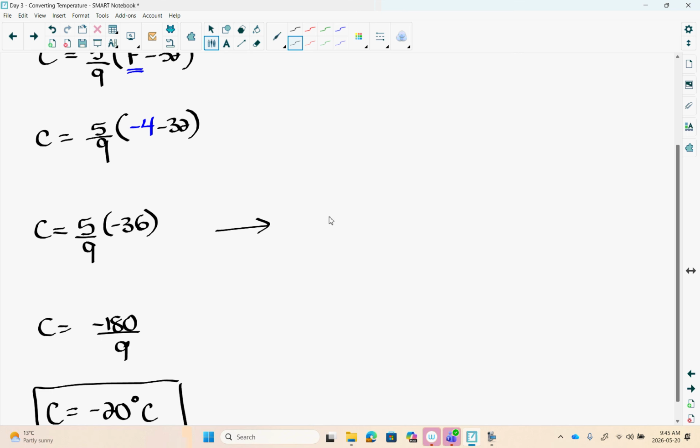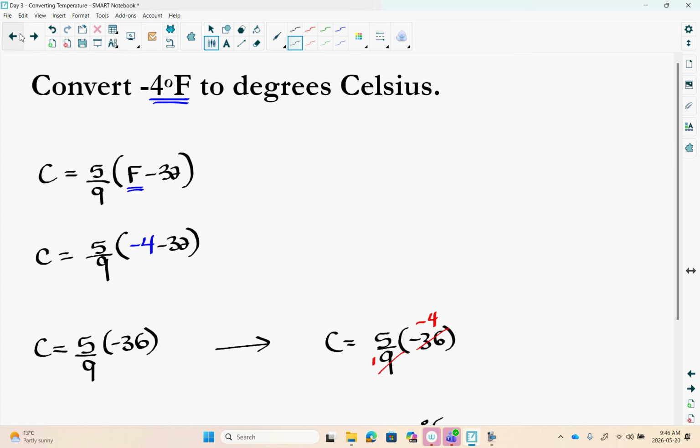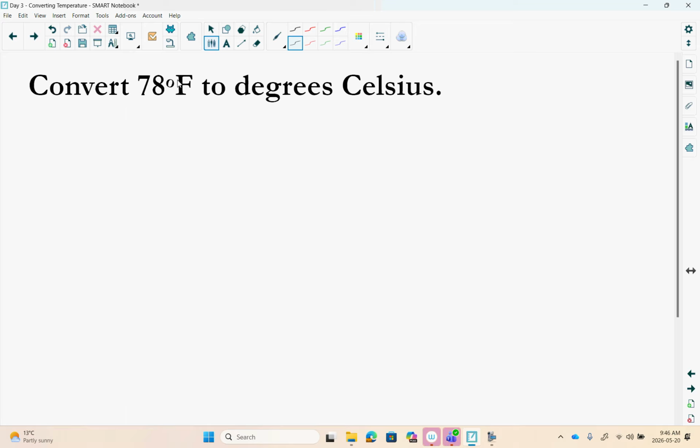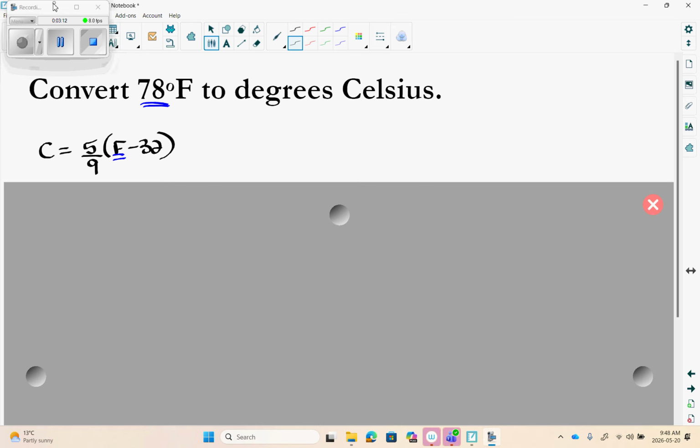Another way to do this, some people are quick, and they would see that -36 divided by 9 would leave a -4. And then they end up going 5 times -4, -20 degrees Celsius. Perfectly fine. The answer is the same either way you cut it. All right? That's the formula, 5/9 multiplied by F minus 32 when you're converting Fahrenheit to degrees Celsius. So I'm going to pause it here. Back in. So checking back in, here we go.